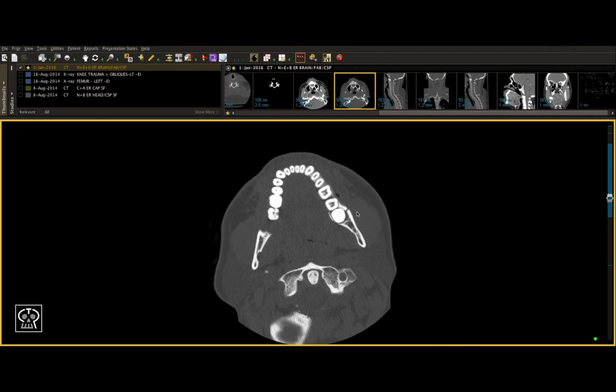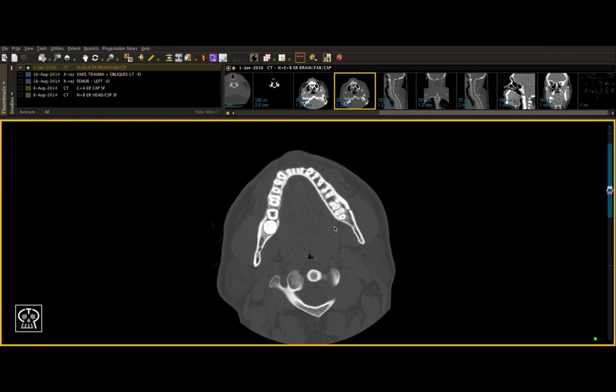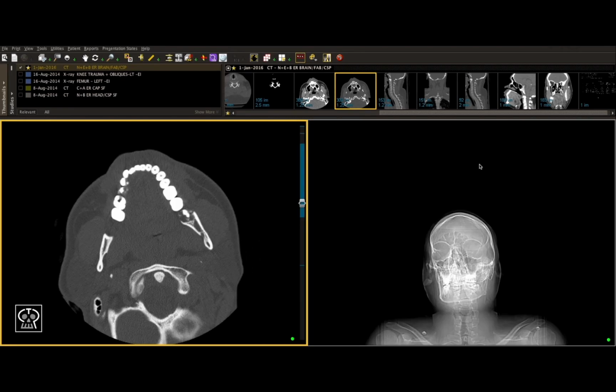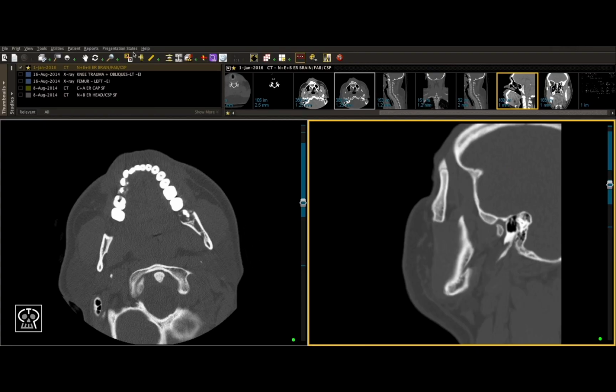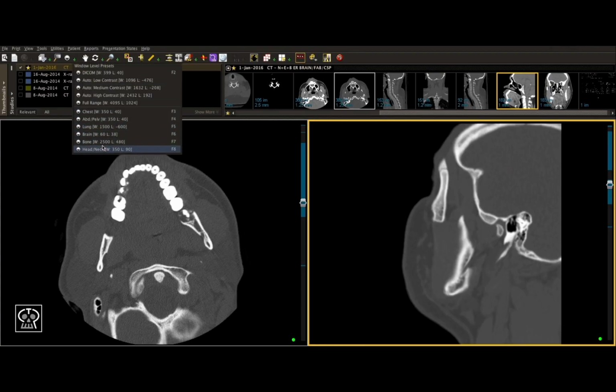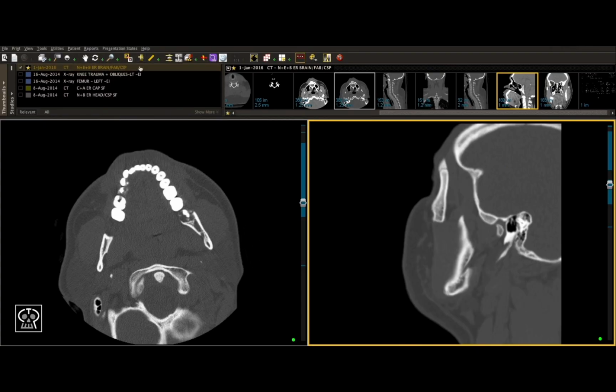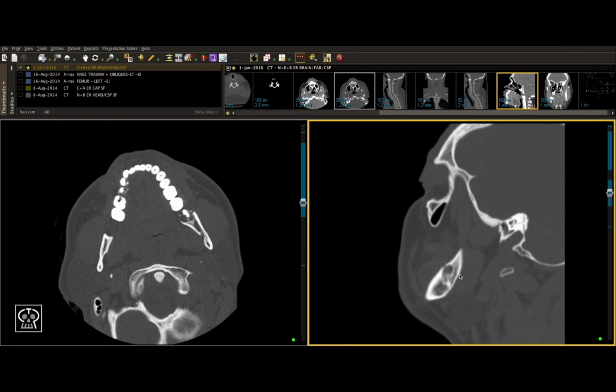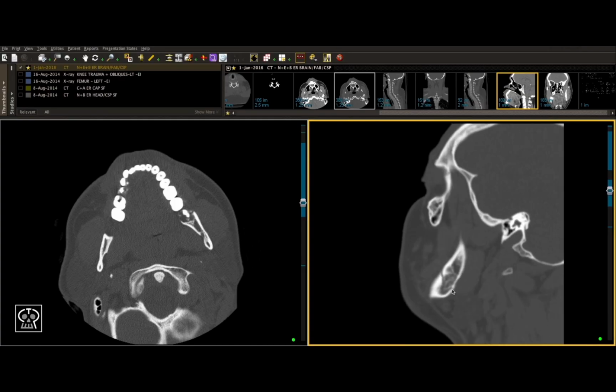Therefore, I'm suspicious of a fracture in the area of the third molar on the left side, around the angle of the mandible. To confirm this, I'll pull up two views, and after I look at it in the sagittal view as well, once again, you can see a very subtle break in the cortex here, and a fracture here, extending through and through.